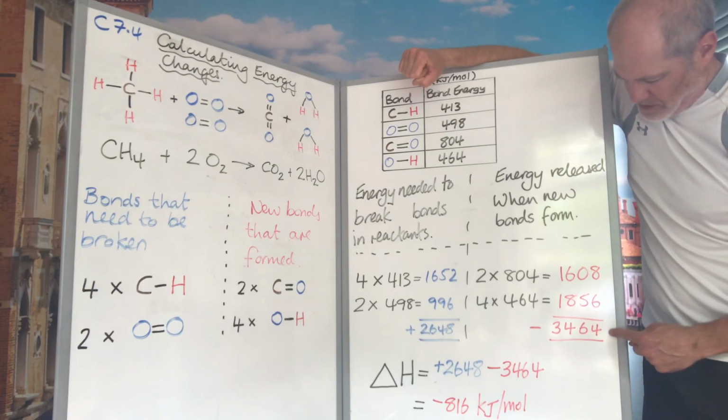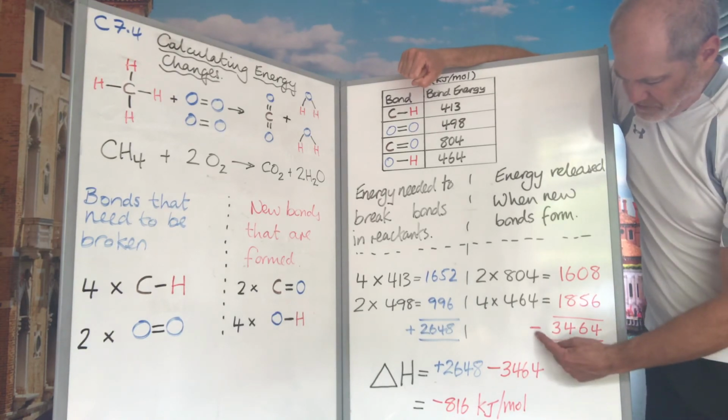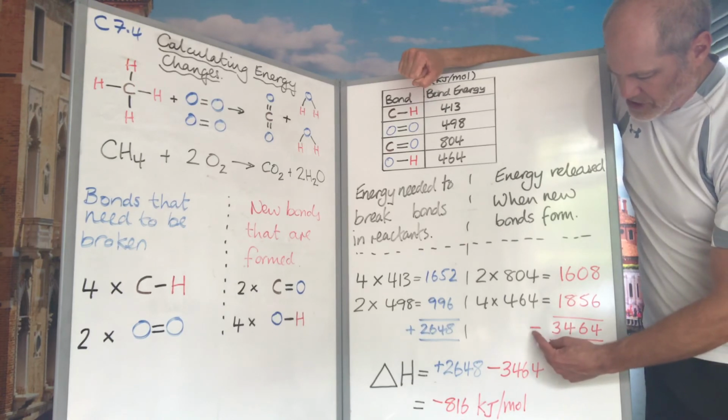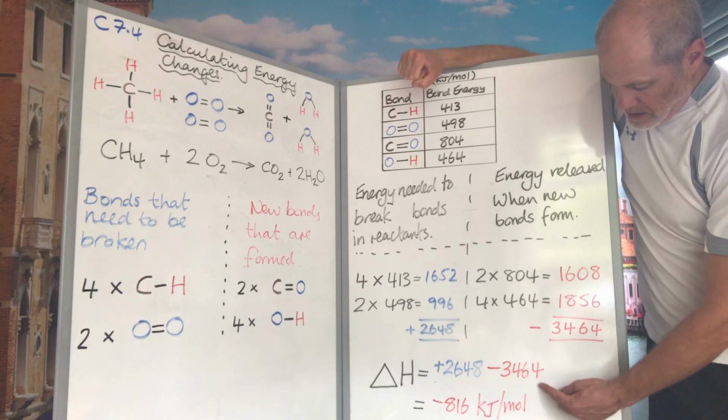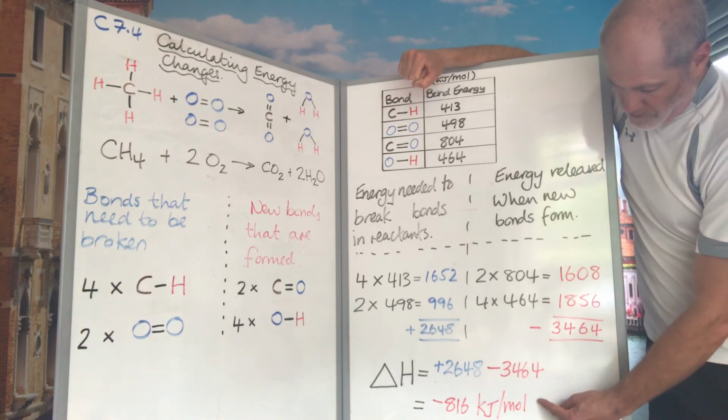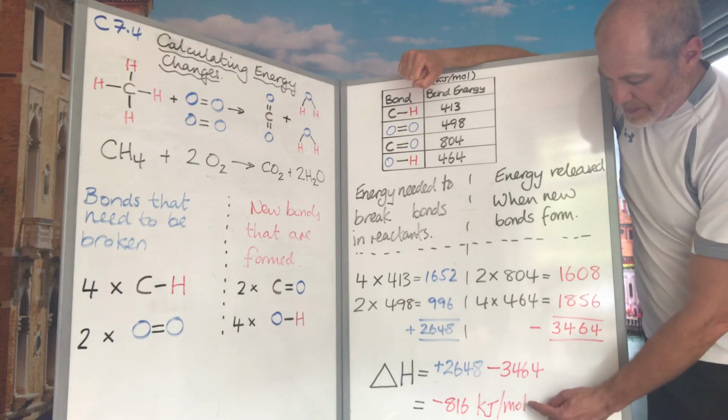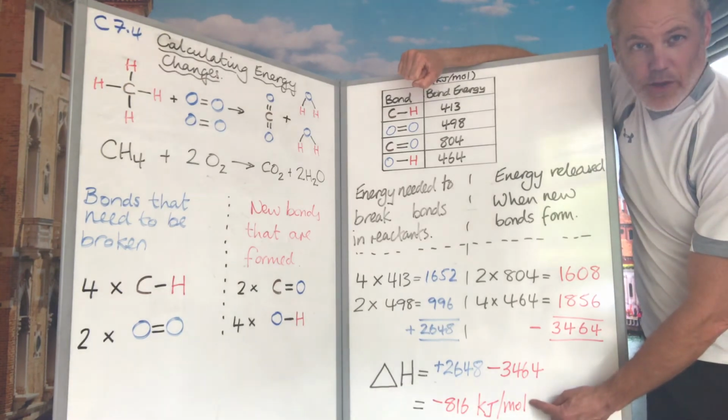If we add those together, that gives us a negative value because the energy is lost from the chemicals. Then it gives us an overall of minus 816 kilojoules per mole, and that is an exothermic reaction.